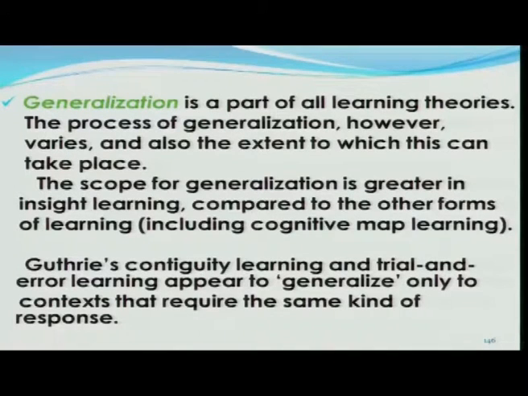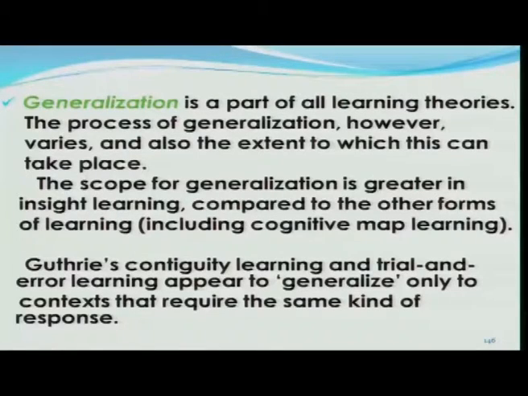There could be more than one view about this, but there are several critics who point out that because cognitive map learning has been proposed in a spatial context, perhaps it would be safe to say that generalization of cognitive map learning, if at all possible, would be extended only to those circumstances where the cognitive map has a resemblance to the situation in which the original learning took place. Guthrie's contiguity learning and trial and error learning appear to generalize only to contexts that require the same kind of response, and very often these responses are mechanical or limited to very specific skills.